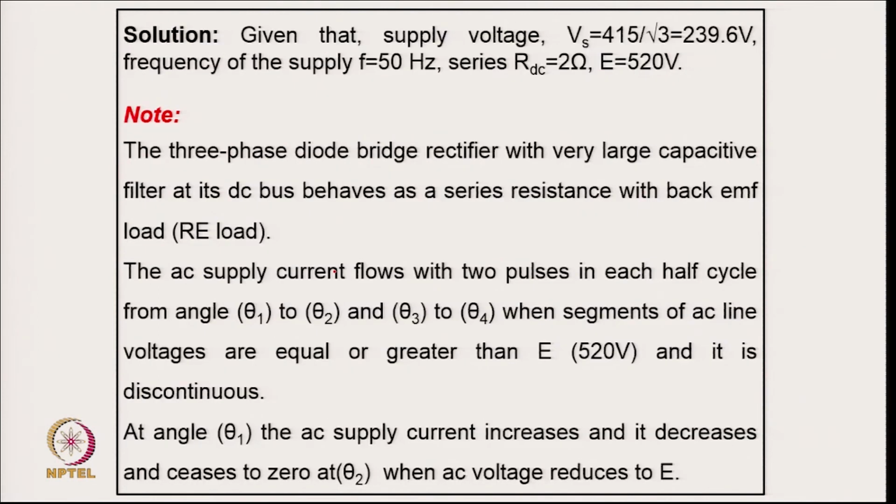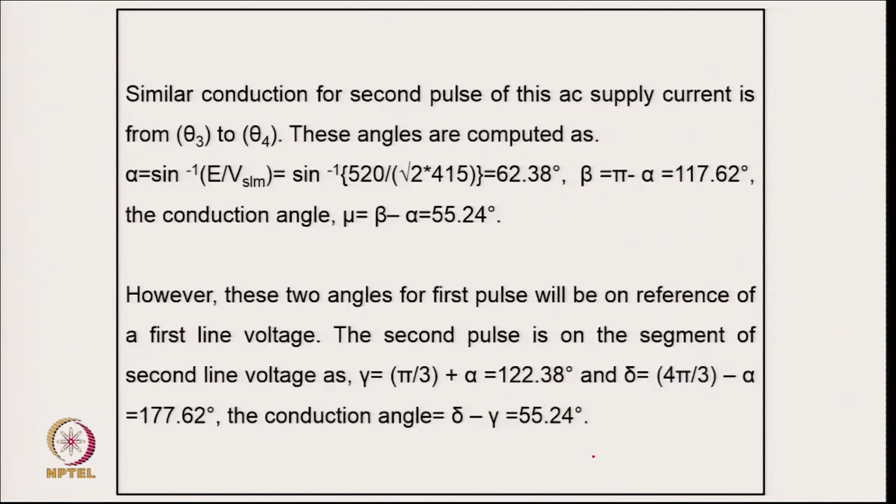So, coming to the solution part of the 3-phase diode rectifier with a large capacitive filter, we have a series resistance and back EMF. The AC supply current flows in 2 pulses in each half cycle, from theta 1 to theta 2 and theta 3 to theta 4, where segments of the AC line voltage are equal to or greater than the back EMF, that is your 520 volt. At angle theta 1 the supply current increases, and it decreases to 0 at theta 2. So, we can calculate alpha 1.